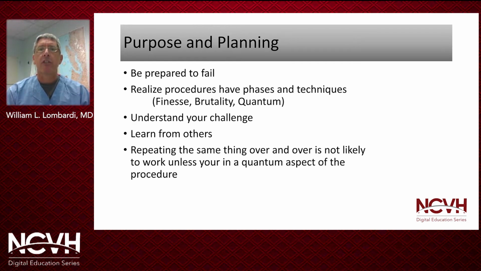The last piece of a procedure is something I call a quantum event, which is the more shots on goal you take, the more likely you are to score. So if you take one shot, you may have a 50% chance of making that goal. But if I have a 50% chance of making that goal and I take 10 shots, that means I have a 90% likelihood that I'm going to make it. So you need to know when you're quantum.